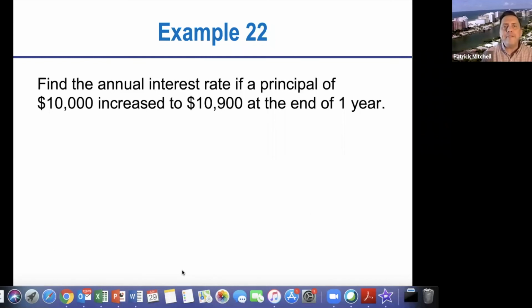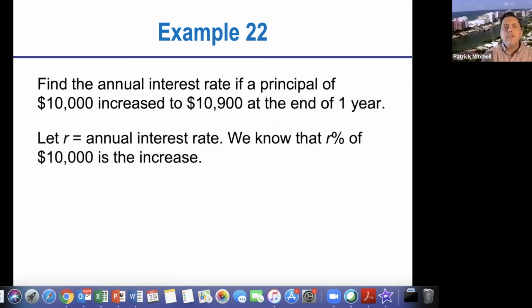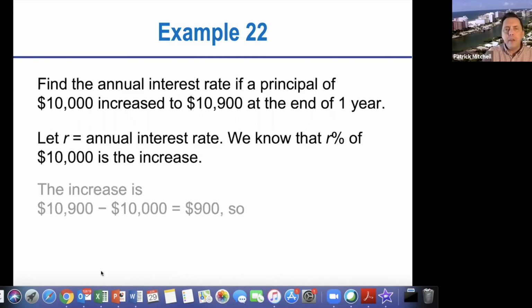Next example, find the annual interest rate if a principal of $10,000 increased to $10,900 at the end of 1 year. So if we call the annual interest rate R, we know that R percent of 10,000 is the increase. And we know that the increase is 10,900 minus 10,000, which is $900. So we have to find a percentage R such that R percent of 10,000 equals 900.